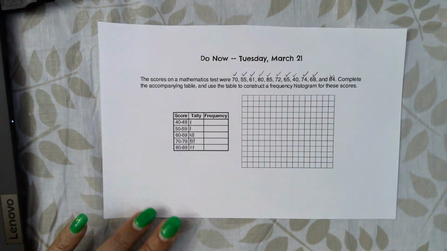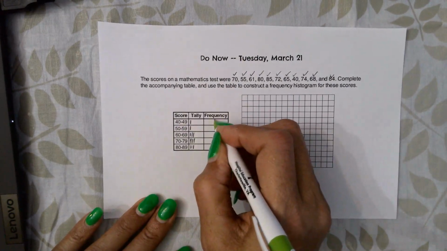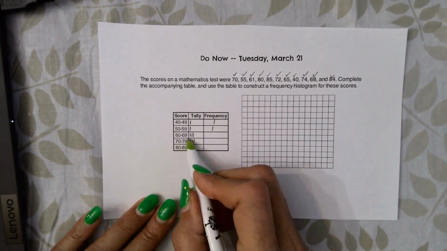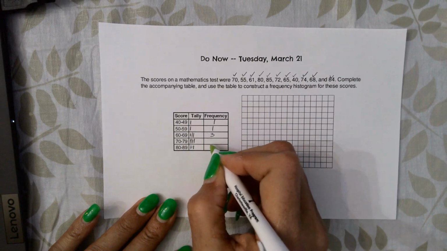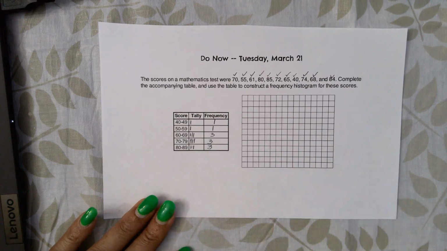So once we have our tallies, we can do our frequency. From 40 to 49, there was one student. From 50 to 59, there was one student. From 60 to 69, there were 3 students. For 70 to 79, there were 3 students. And 80 to 89, there were 3 students.